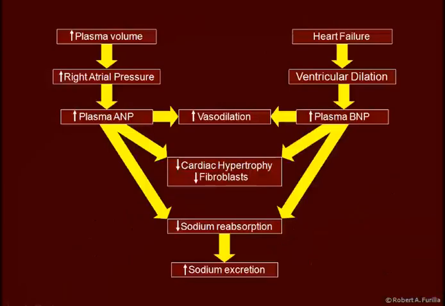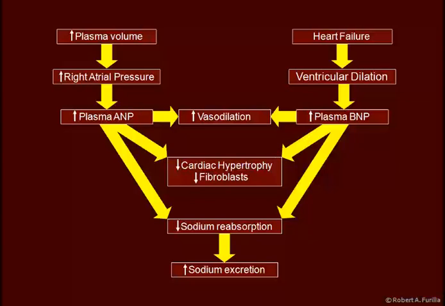An increase in plasma volume then will cause an increase in right atrial pressure. That increase will cause an increase in atrial natriuretic peptide. Atrial natriuretic peptide is a potent vasodilator. Atrial natriuretic peptide also causes a reduction in sodium reabsorption and therefore an increase in sodium and water loss. Atrial natriuretic peptide and type B natriuretic peptide also cause a decrease in cardiac hypertrophy and a decrease in fibroblast activity. Heart failure, which leads to ventricular dilation, will cause an increase in plasma BNP, which will have the same effect as ANP, including sodium excretion.